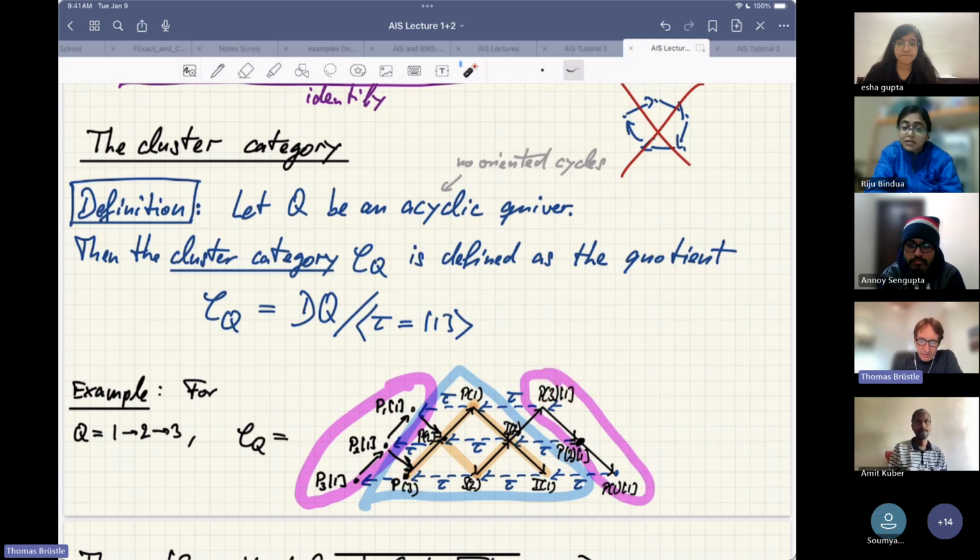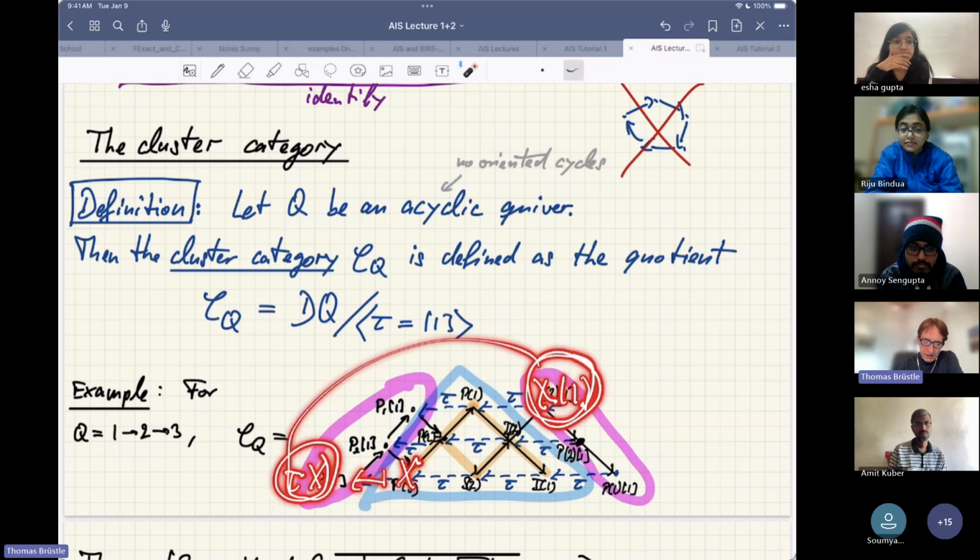That quiver has another operation, which is the tau translate. Tau translate just moves every point one step to the left. So this X goes to tau X. This is the tau translate. And now in the cluster category, I want to identify these two operations. So if I have an object X and I move one step to the left, tau X, or I do that operation X shift 1, that should be the same. So I have to identify this and that object. This is the quotient we take.